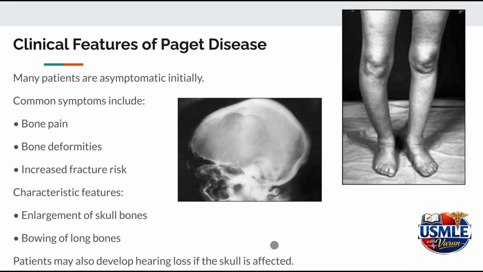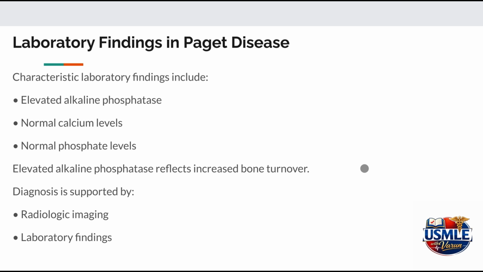Bowing of long bones is also a characteristic feature in patients with Paget disease, and there is also increased fracture risk because the bone is weak. One of the most characteristic laboratory findings in Paget disease is elevated alkaline phosphatase. As we have already discussed in the last few slides, alkaline phosphatase elevates whenever there's increased bone turnover. So this reflects increased turnover in Paget disease of bone. Calcium and phosphate levels are usually normal. The diagnosis is supported by a combination of laboratory findings and characteristic radiological changes.